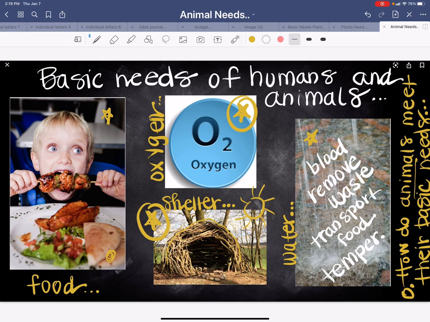All right? So, we're summing everything up. How do animals meet their basic needs? Well, our basic needs are food, oxygen, shelter, and water. All right? Remember, water helps us with blood circulation, helps us remove waste, helps us to transport food and nutrients throughout the body, and it helps us to maintain our body temperature.